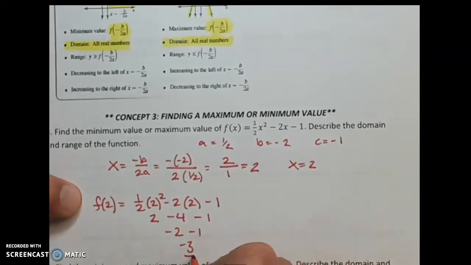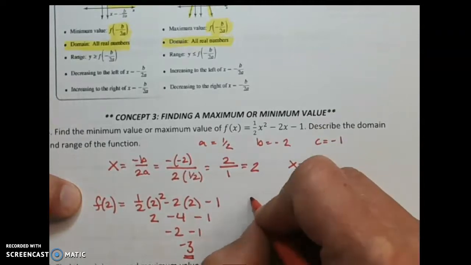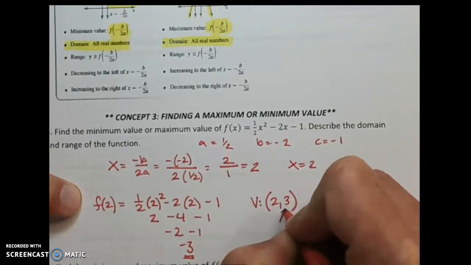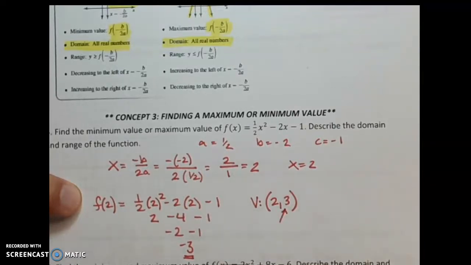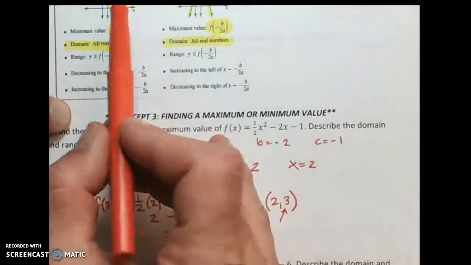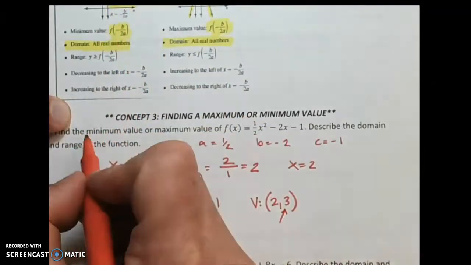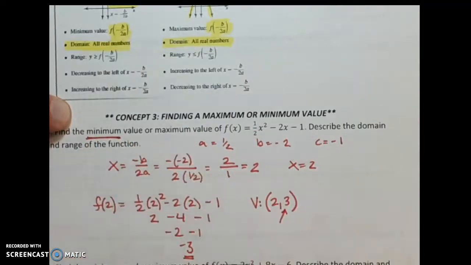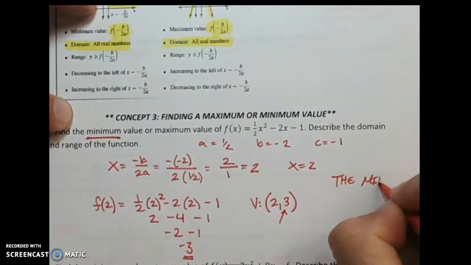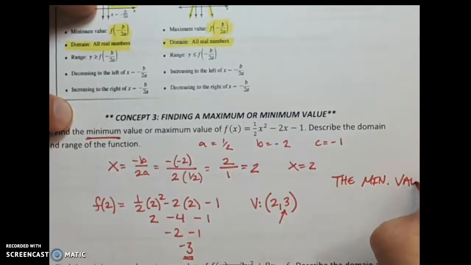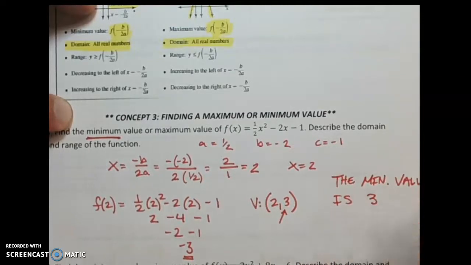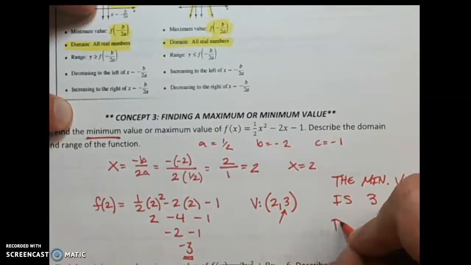It's really the value that I'm looking for. I'm going to write it in the vertex, though. Vertex would be 2, negative 3, and again, that's the value of your maximum or minimum value. So in this case, a is 1/2, which means it's greater than 0, which means it's going to be a minimum value. So the minimum value is negative 3, period. Alright, what's my domain?